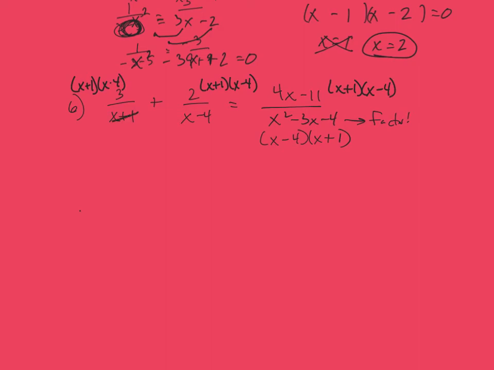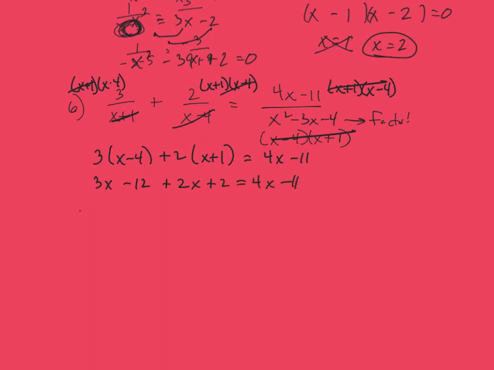In this fraction, the x plus 1 is gone, so we're left with 3 times x minus 4. Then we have plus 2, x minus 4s are gone, x plus 1. And what happens over here is all of this is gone, and you're left with 4x minus 11. Do some distributive property. Combine like terms, so 3x and 2x, that's 5x. -12 plus 2 is -10.